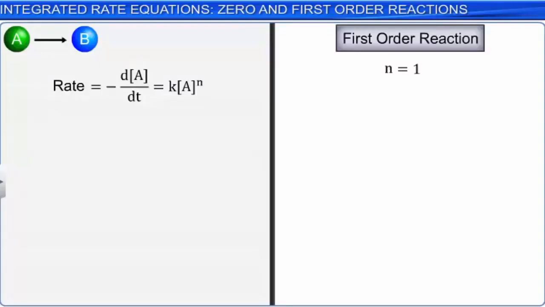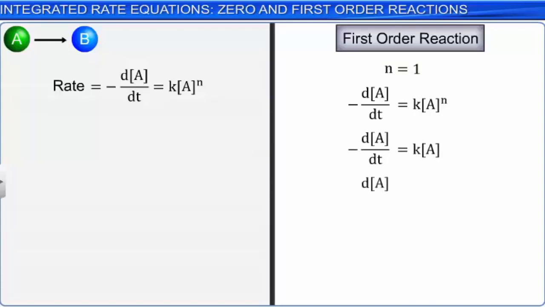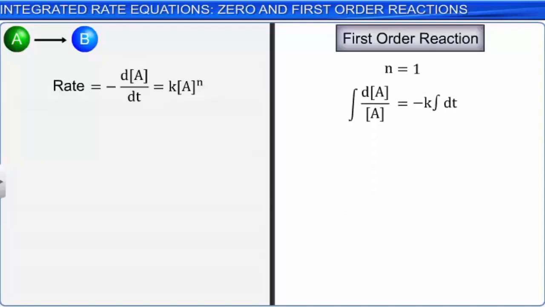Hence, in a first-order reaction, n is equal to 1. Substituting n is equal to 1 in the differential rate equation, we get -d[A]/dt is equal to k multiplied by concentration of A, or d[A]/[A] is equal to -k dt. Integrating both the sides, we get ln[A] is equal to -k multiplied by t plus C, where C is the constant of integration.